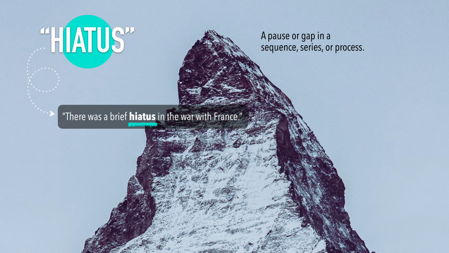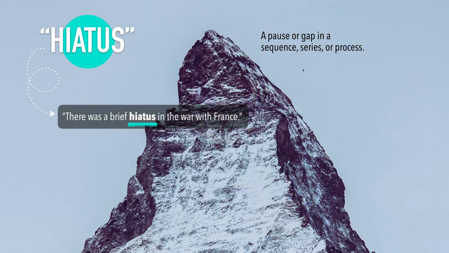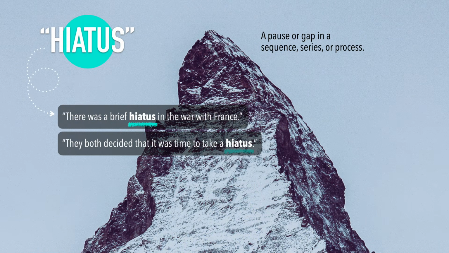All right, here's the first example sentence. There was a brief hiatus in the war with France. There was war going on with France, but they decided to pause for a short period. They decided to stop just for a short time. They decided to take a hiatus. So there was a brief hiatus in the war with France.